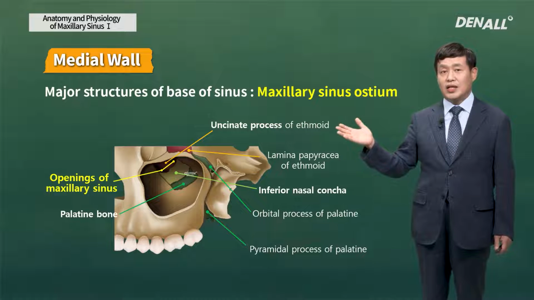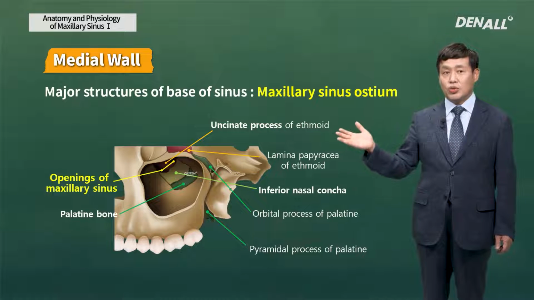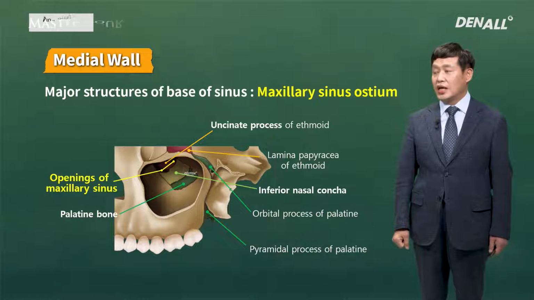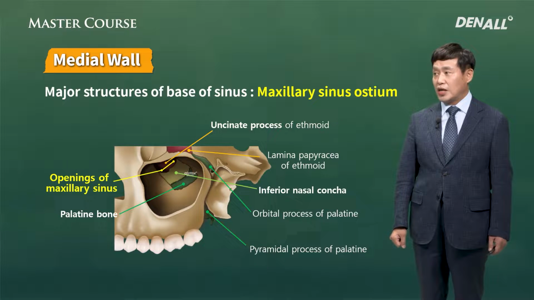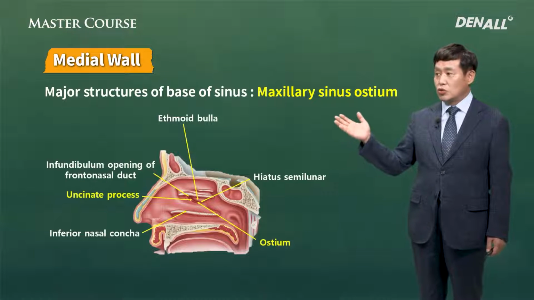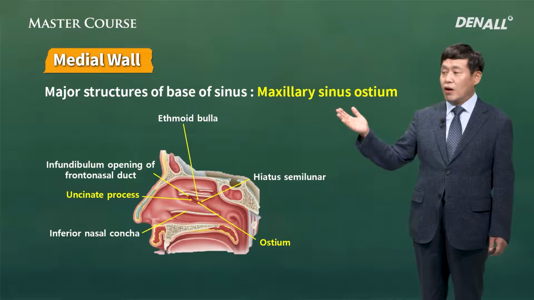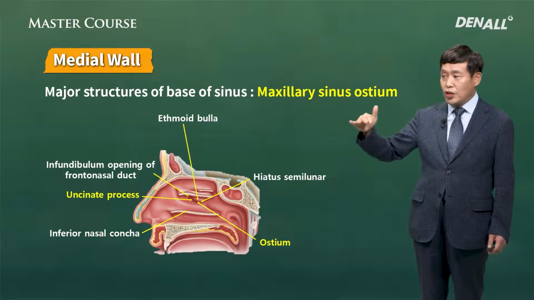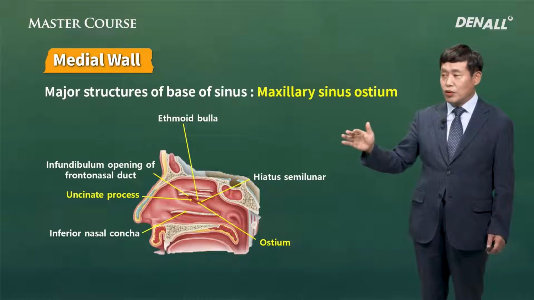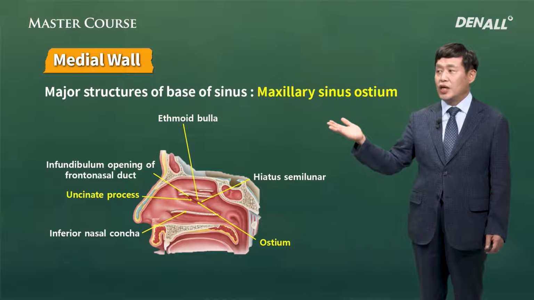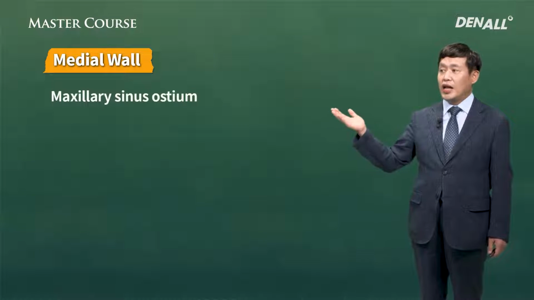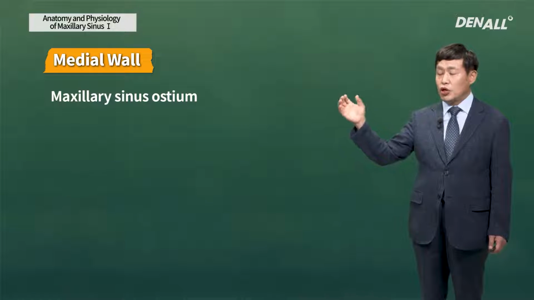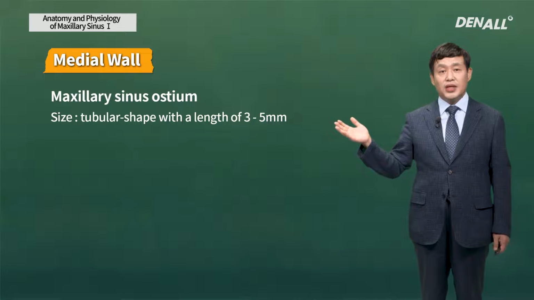The ostium of the maxillary sinus is the most important structure when it comes to the physiological function of the maxillary sinus, which will be discussed in the next lecture. So the maxillary sinus ostium, if you look here, when the middle turbinate bone is cut off, it is between the middle turbinate bone and the inferior turbinate bone. That means an opening between the ethmoid bone and the inferior turbinate bone. Roughly, it looks like a tube, and the length is about 3 to 5 millimeters.